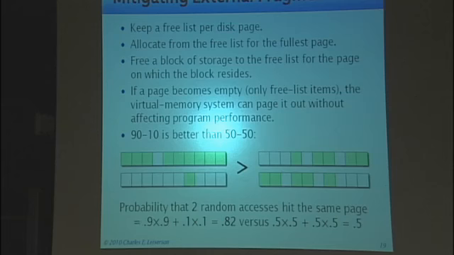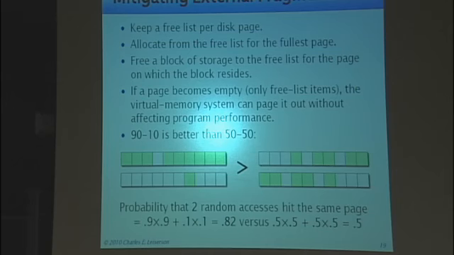Okay, so what this means is that when you come to allocate, you have to figure out which page I should do the allocation off of. But we'll have a free list in each page. Whenever you free a block of storage, you have to free it to the page on which the block resides. Don't put it into a free list of a different page. You put it into the free list of that particular page.